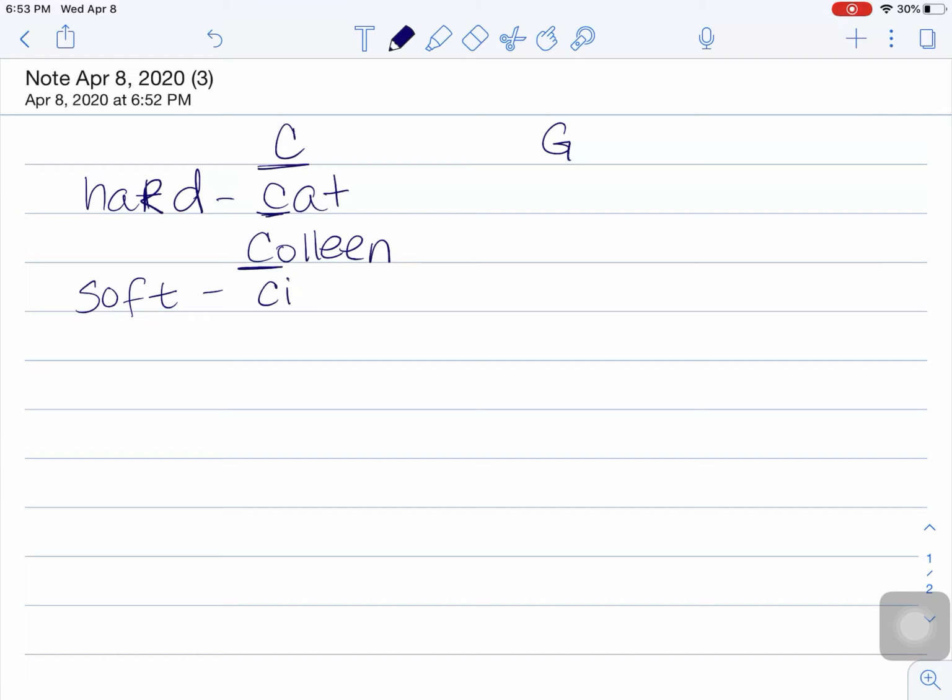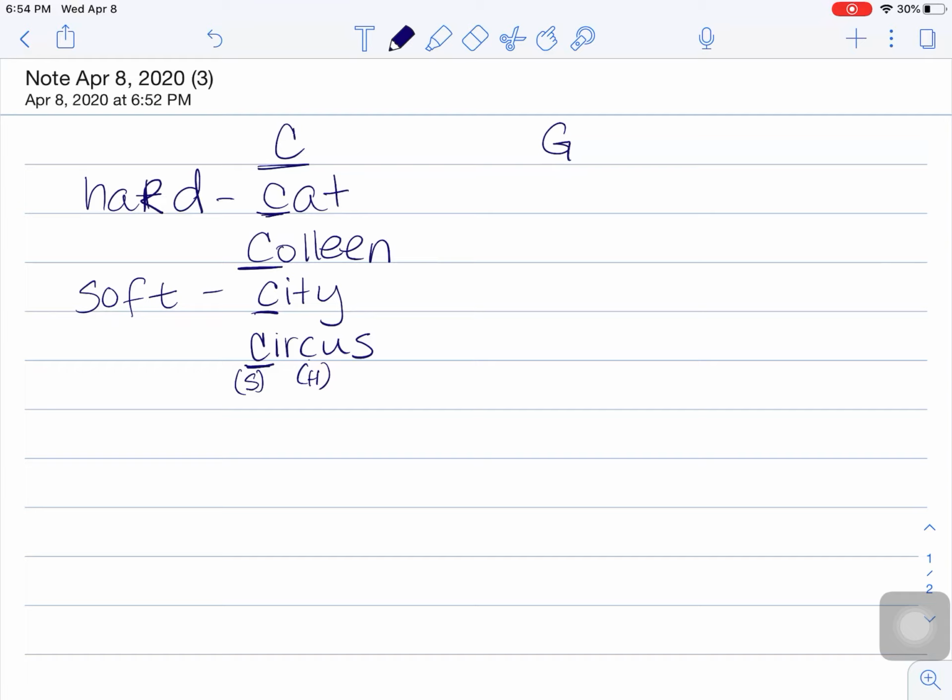So I think of the word city. Or I think of the word circus. Notice circus has a soft and a hard C in it. Okay? And the same thing with G.